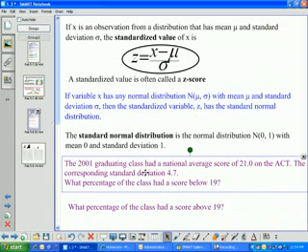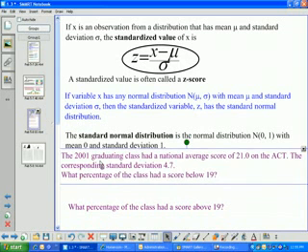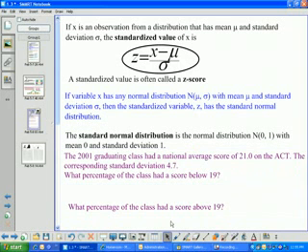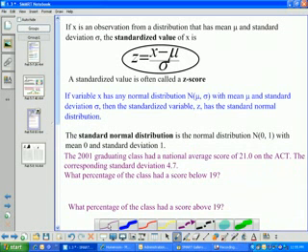So we're going to use this formula. So let's go to our information, and we have our graduating class, again, same average and same standard deviation, but we want to know what percentage of the class had a score below 19. So what we first need to do is determine our Z. So Z equals our number 19 minus the average divided by the standard deviation.